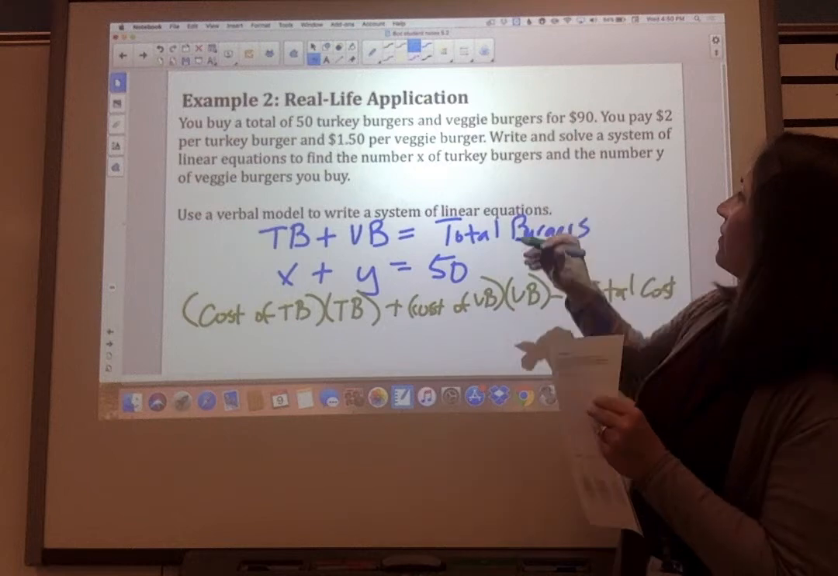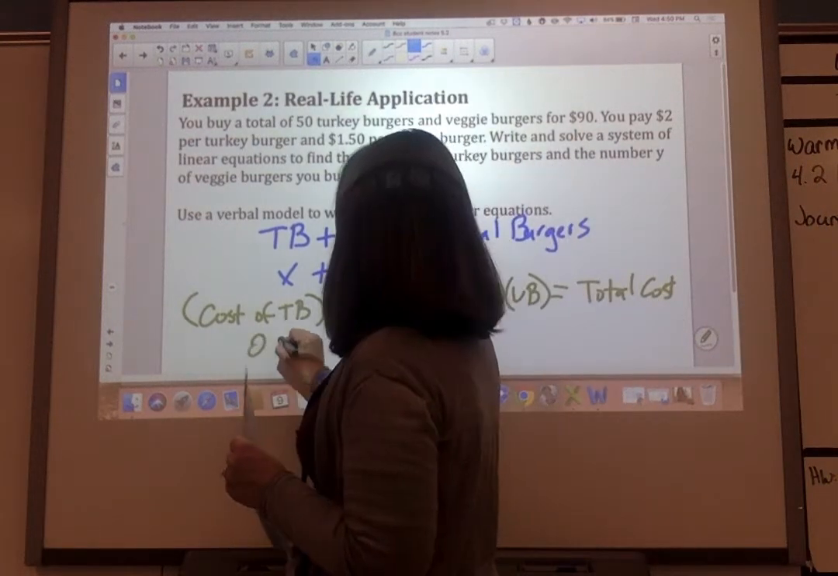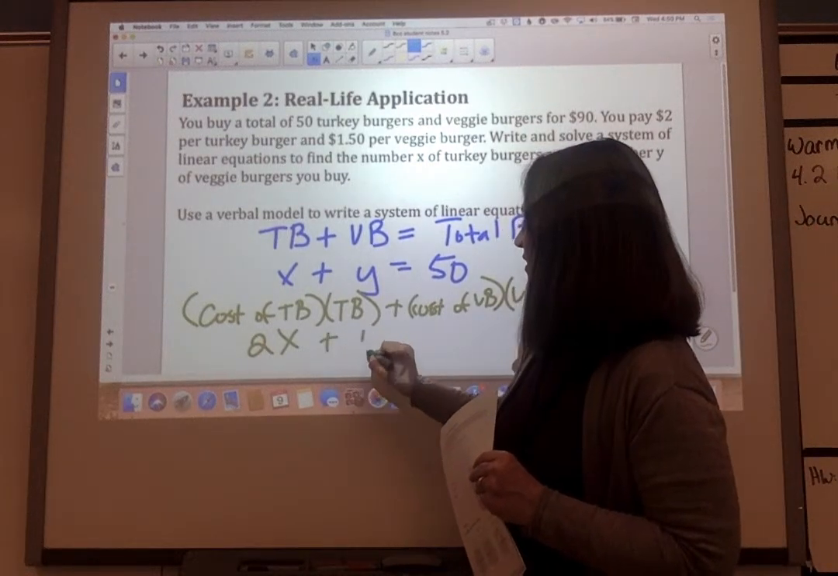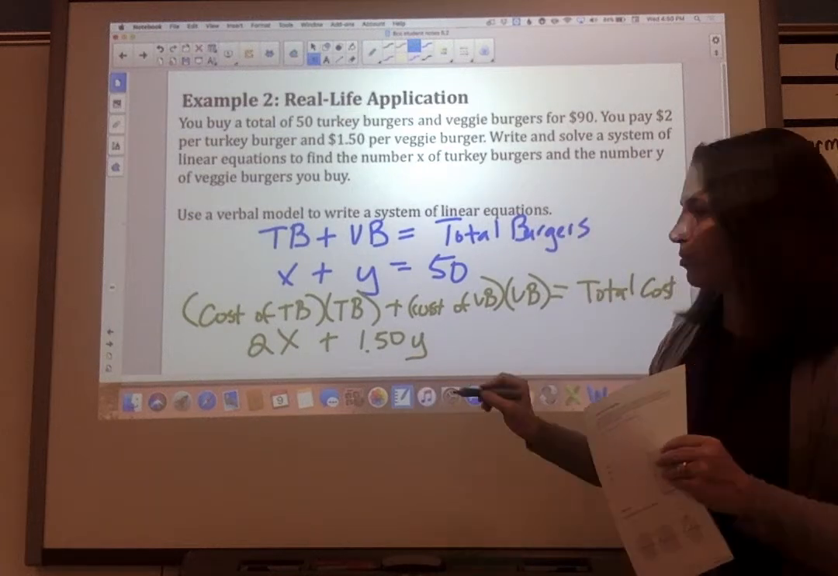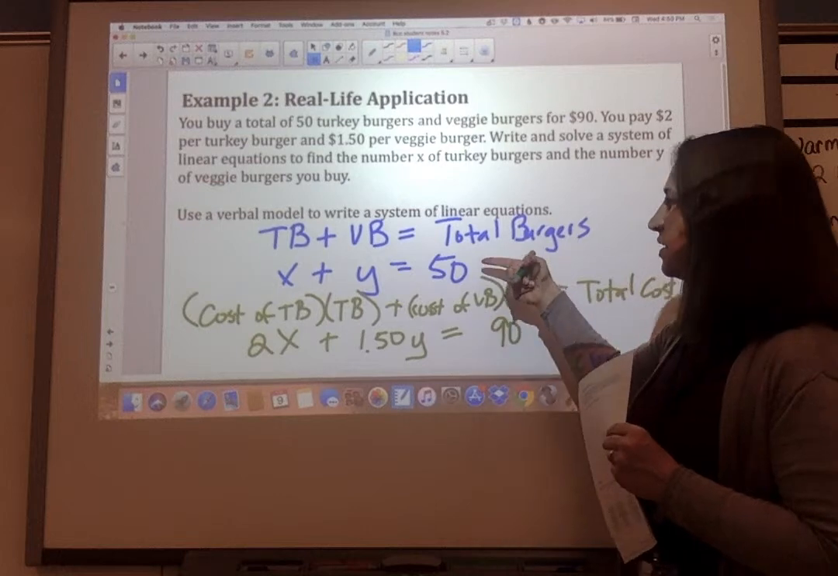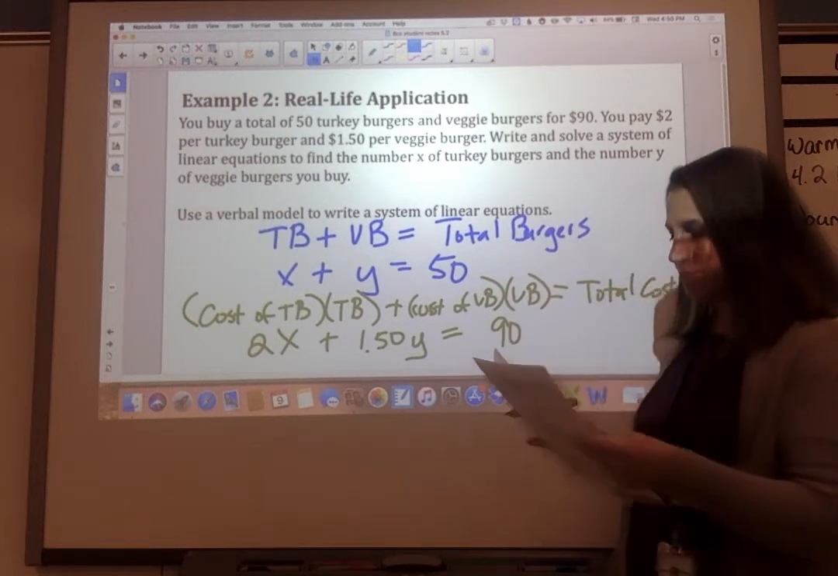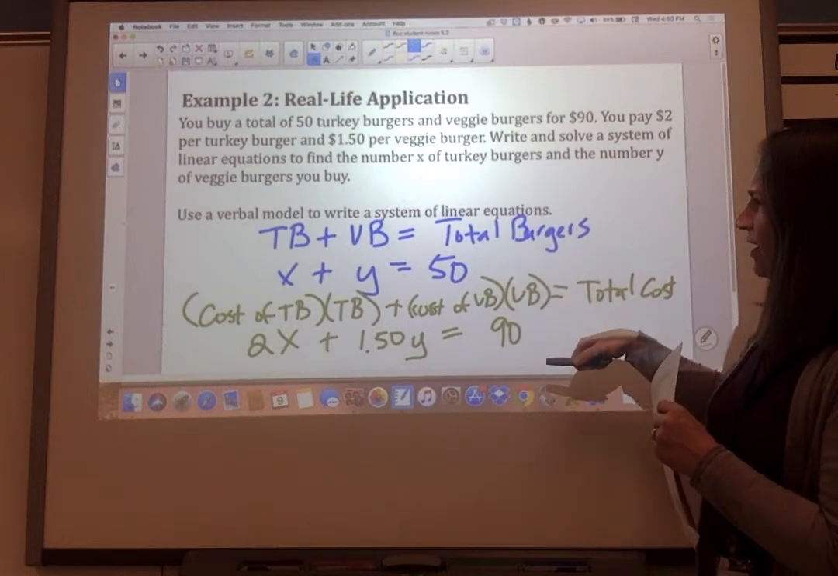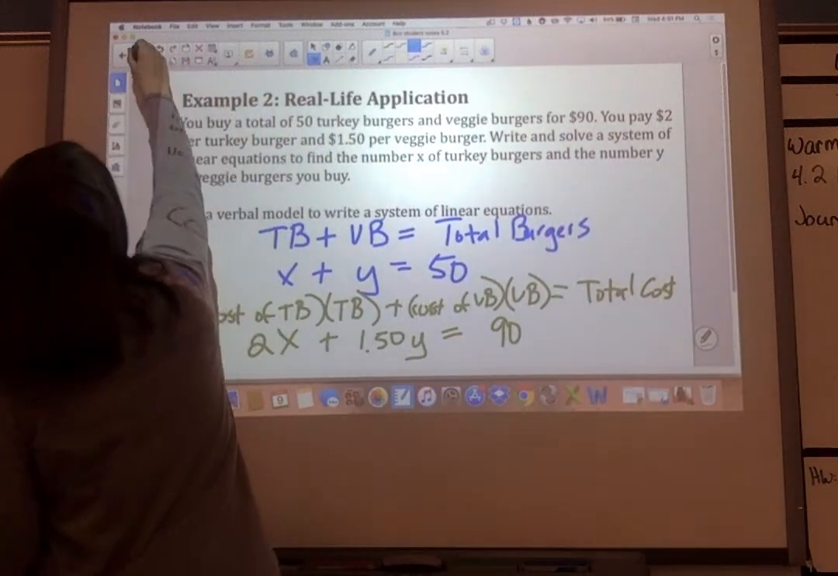Okay, so we know that the turkey burgers are $2 each, so that means it's 2 times x, the number of turkey burgers, plus $1.50 times y, the number of veggie burgers, equals the total cost, which was $90. So there's our two equations that we're going to use. Okay, so x plus y equals 50 and 2x plus 1.5y equals 90.